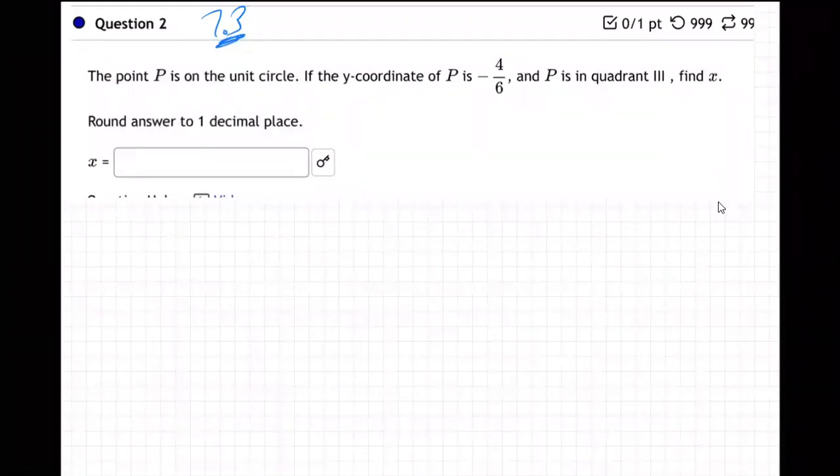Okay, so how do we do this one? P is a point on the unit circle, and the y coordinate is -4/6. P is in quadrant 3. Find x. Okay, so let me actually draw a little unit circle.